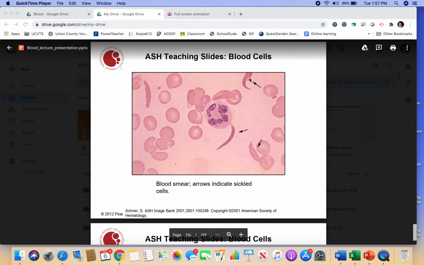And here we have the other type of anemia, which is related to sickle cell. So you would have classic sickle-shaped RBCs, and we know they're formed because of abnormal hemoglobin.